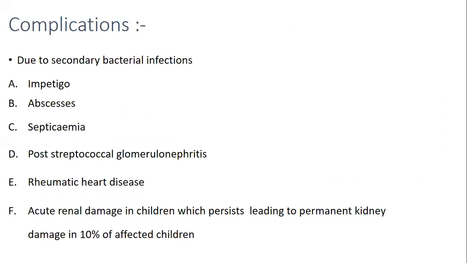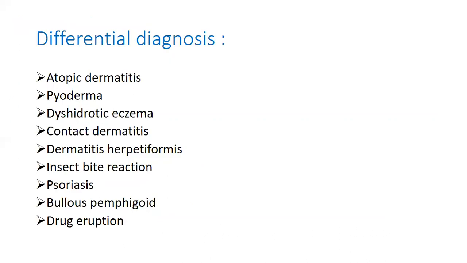Normally these complications occur because of the secondary bacterial infections like impetigo, deep-seated abscesses, septicemia, post-streptococcal glomerulonephritis, rheumatic heart disease. And acute renal damage is seen in some of the children, which persists. If it persists, it leads to permanent kidney damage in 10% of the affected children.